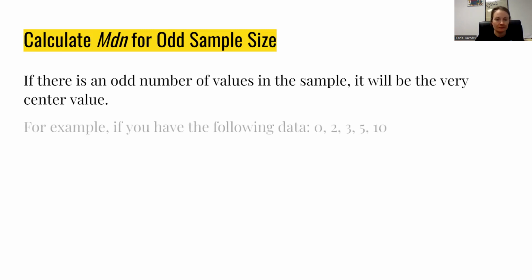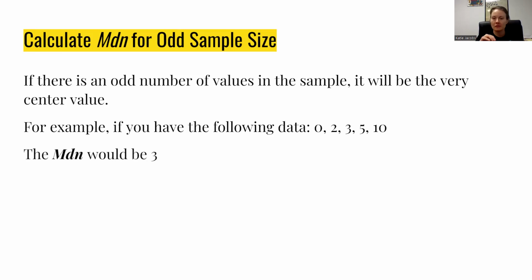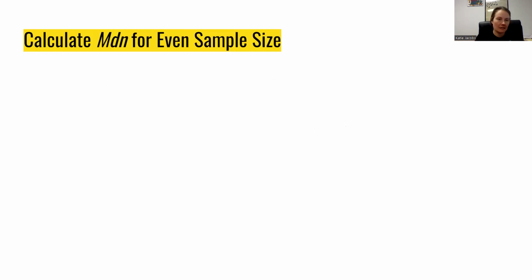Okay, so for example, if we have the following data set, 0, 2, 3, 5, and 10, the median would be 3. We look that we have the values in there from the lowest number, 0, up to the highest value, which is 10. We look at the very middle number, and that's going to be 3. For some reason, people really struggle remembering that there are two different ways to do the median depending on whether you have an odd or even number of participants. So this is something to tuck away for yourself.